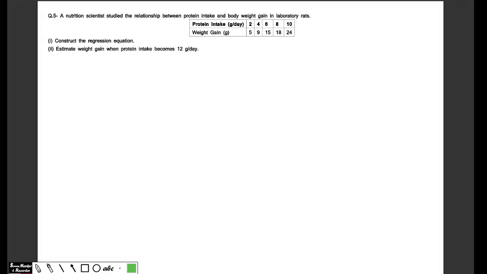A nutrition scientist studied the relationship between the protein intake and the body weight gain in laboratory rats. So here you have the protein intake values, and then you also have how much weight is gained. You can clearly observe from this data that through the increase in protein intake the weight is increasing. So x is the constant or independent variable, and y will be the dependent variable. So you have to construct the regression equation. You know that the regression equation is y equal to a plus b x.